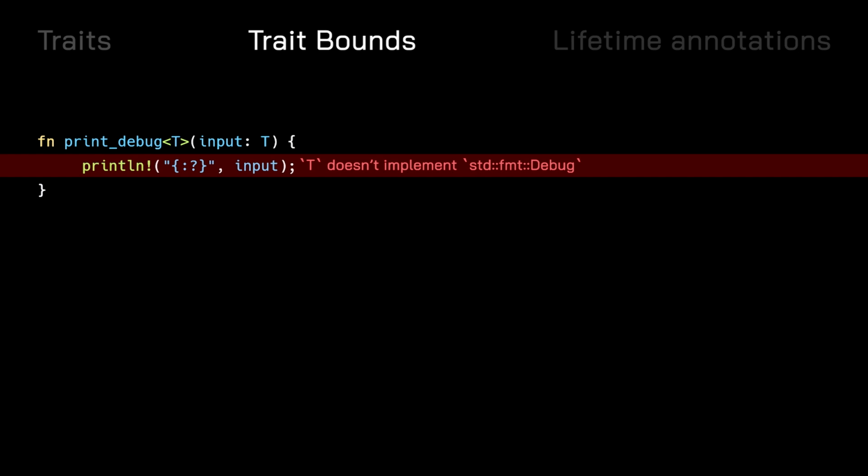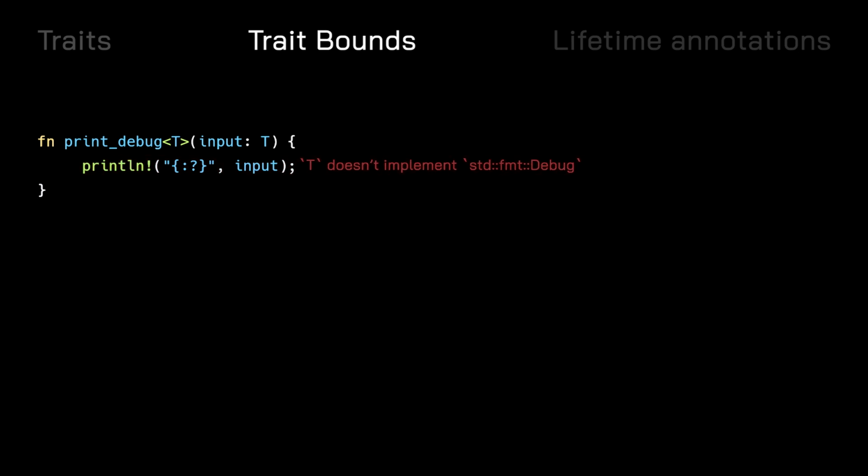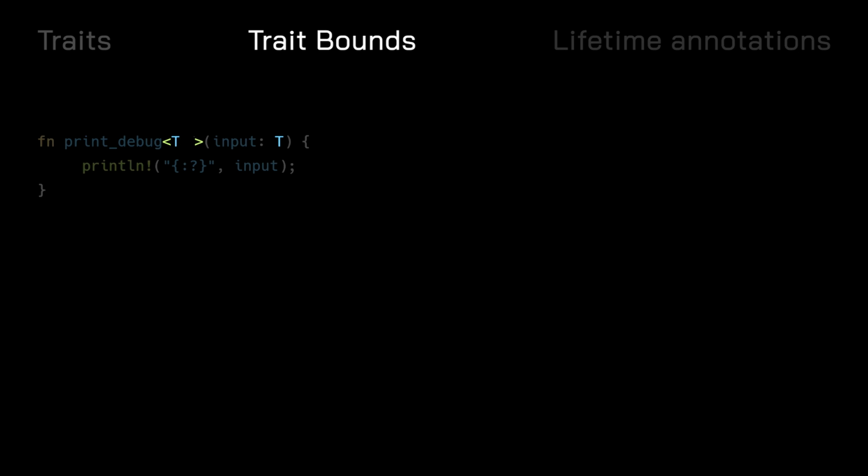This code gives us a compile time error saying the generic T does not implement the Debug trait. The problem is our function accepts any generic type, which may or may not be printable with debug formatting. The solution is to use trait bounds to limit the possible concrete types this generic will accept to only those types which implement the Debug trait. In other words, this generic is bound by the Debug trait, hence the name trait bounds.